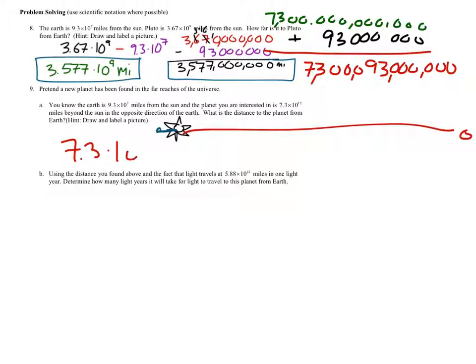7.3 times 10 to the power of 12. Alright, so some of you are concerned about why we don't include that 93 million. That is because it's insignificant in comparison to the 7.3 trillion. It's so small in that comparison that, as we talked about before, scientists say we don't even care about that 93 million, even though it's 93 million miles.